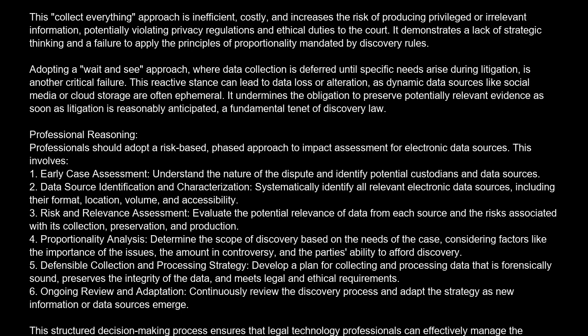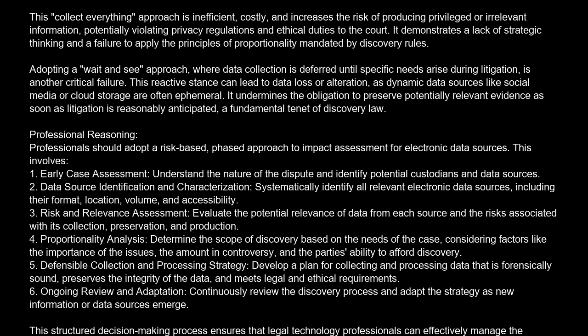Professional reasoning. Professionals should adopt a risk-based, phased approach to impact assessment for electronic data sources. This involves: 1. Early case assessment. Understand the nature of the dispute and identify potential custodians and data sources. 2. Data source identification and characterization. Systematically identify all relevant electronic data sources, including their format, location, volume, and accessibility.